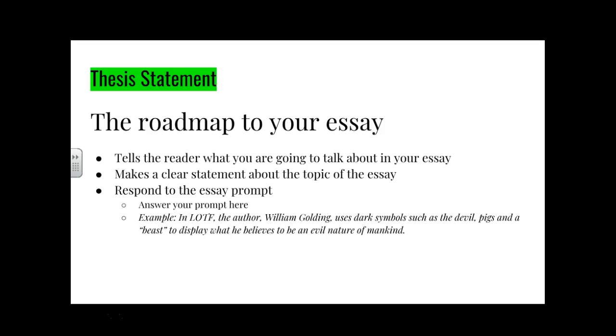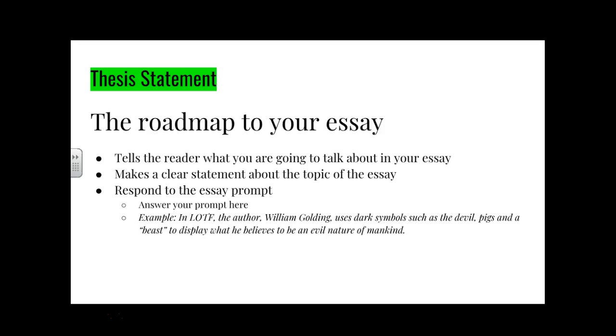So here's an example, okay? In Lord of the Flies, the author, William Golding, uses dark symbols such as the devil, pigs, and the beast to display what he believes to be an evil nature of mankind, okay? So where is the answer to the prompt in that statement? Nathan Woodward? So where is the claim? You remember the prompt is asking you, how does he use symbolism to explain his view on mankind? When you say that he believes that evil nature, yeah, right there. Uses dark symbols, okay? So how does he use symbolism? He uses dark symbols.